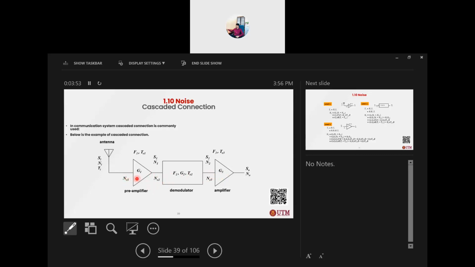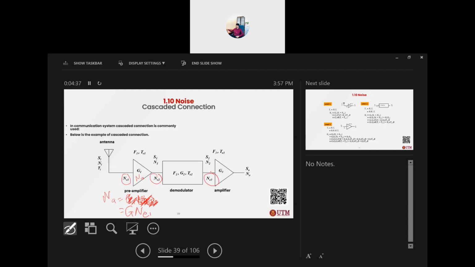If we don't take it out, say for an amplifier, not the pre-amplifier, NA, this one is the one that we take out. If we don't take it out, it will become NA inside here, so NA equals G1 NE1. The same goes for here. We take it out, we take it out.